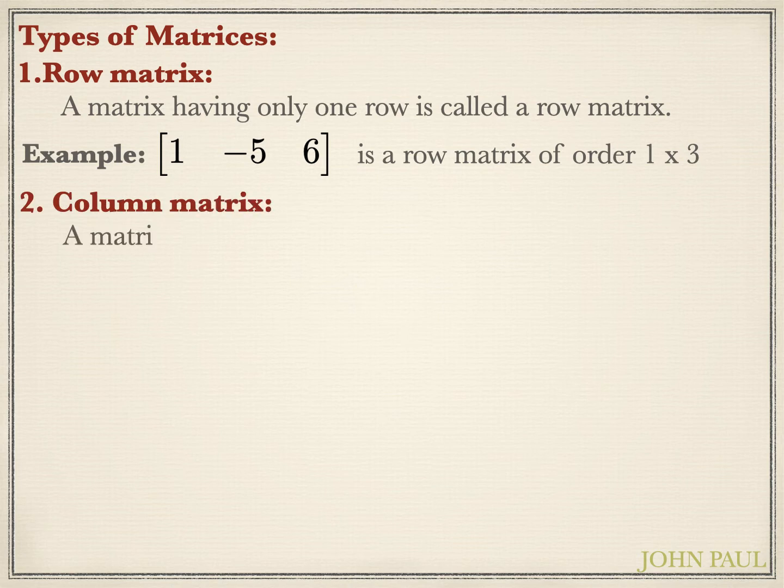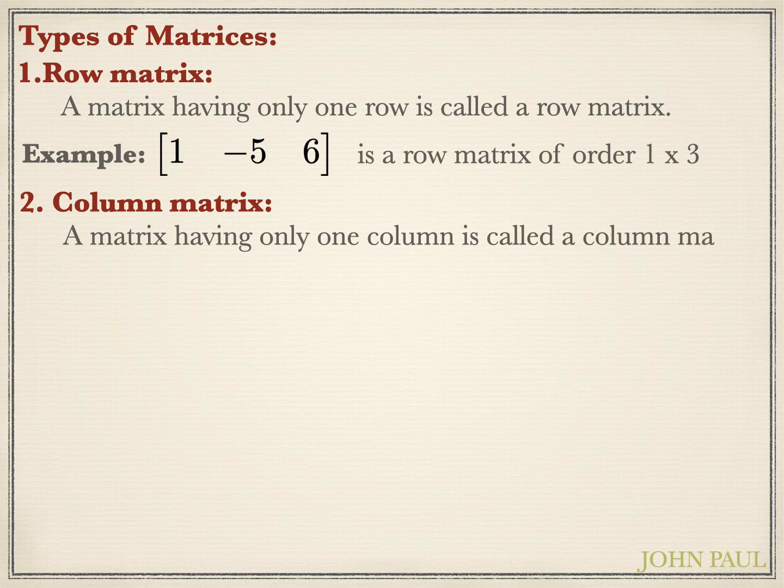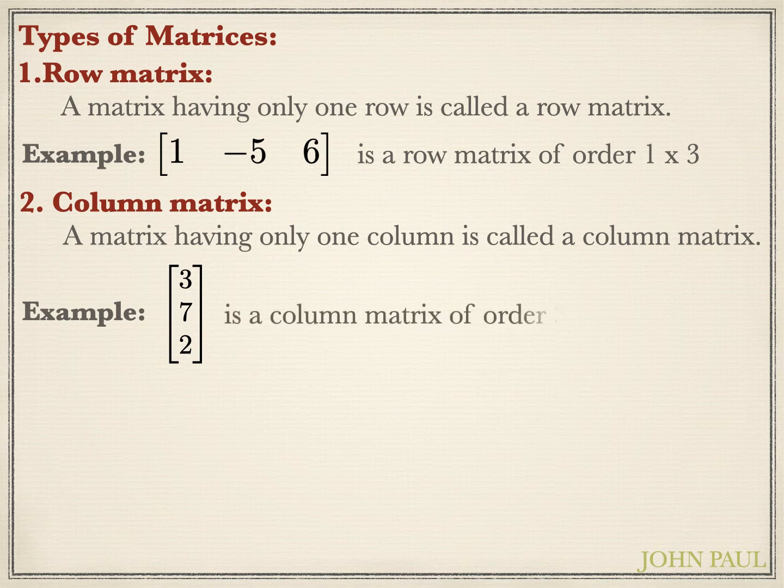Second one, column matrix. A matrix having only one column is called a column matrix. Example: 3, 7, 2 is there. Here three rows are there, but only one column. It's a column matrix of order 3 by 1.